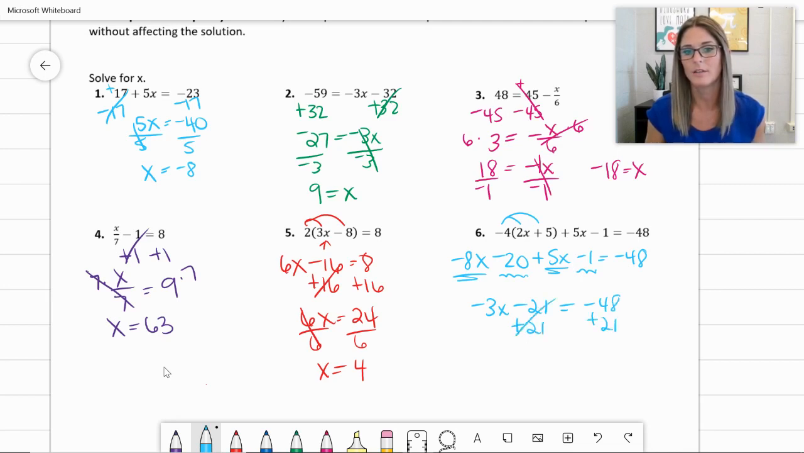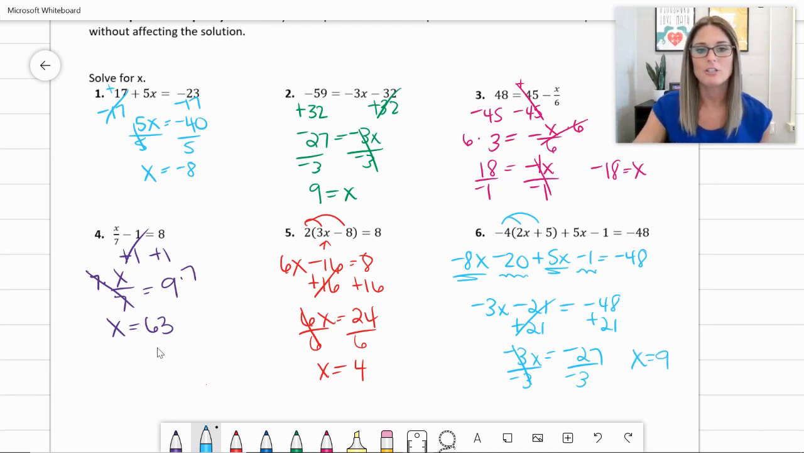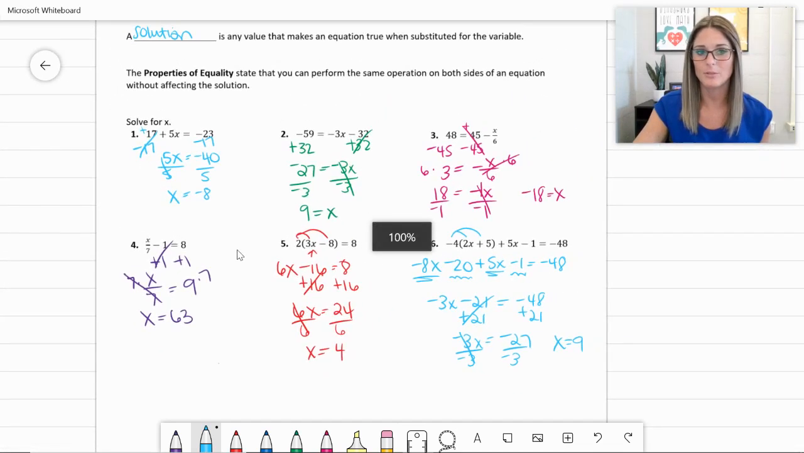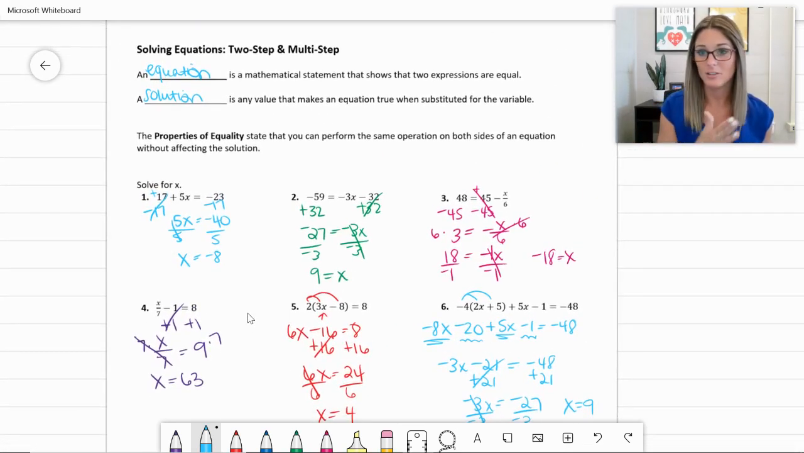Add 21 to both sides. Negative 48 plus 21 gives us negative 27. Divide both sides by that negative 3, and x would equal 9. You can check your answers there. So there's 6 examples that are modeled specifically after your Delta Math practice on two-step equations. So check that out. You can rewind, you can replay this video as much as you need. If you have questions, let me know and I'll be glad to help you.